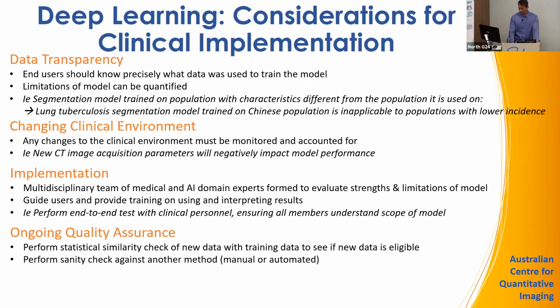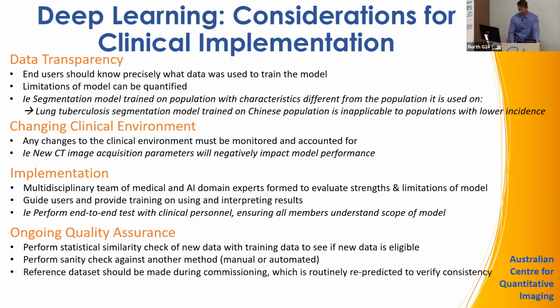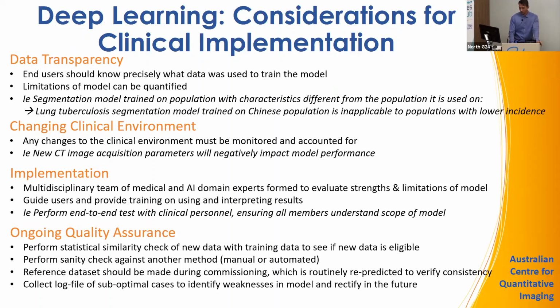Similarly, we can perform a sanity check against another proven method, whether that be manual or automated, and see if the output of our model is agreeing with previously validated methods. Furthermore, we should keep a reference data set that has been made during the commissioning of this model, and then repredict this data set to verify the consistency of the model in case there have been updates or unaccounted for changes made to the model. And finally, we should collect a log file of suboptimal cases to identify weaknesses in the model and rectify them in the future.